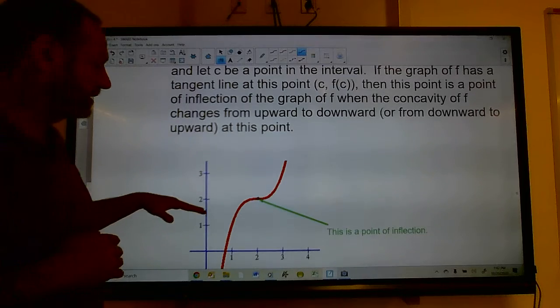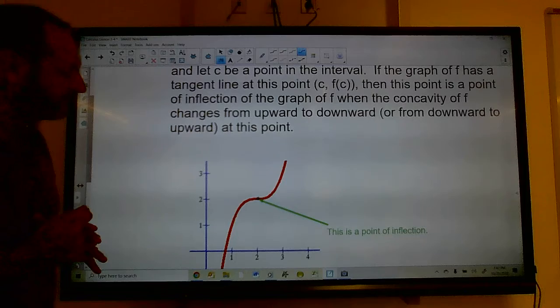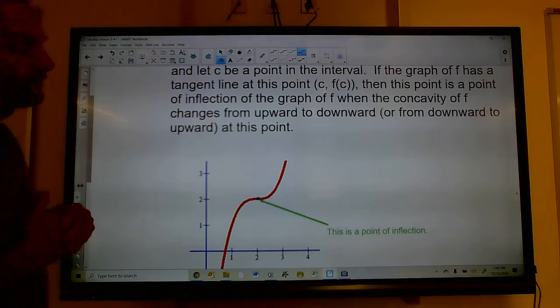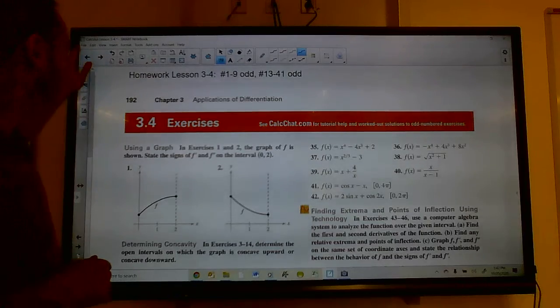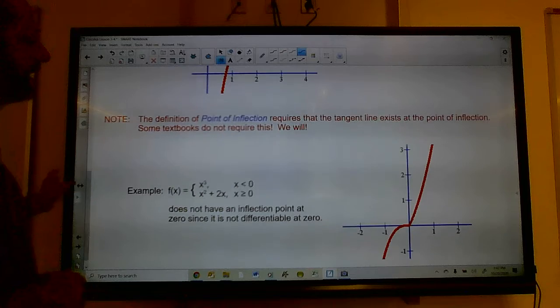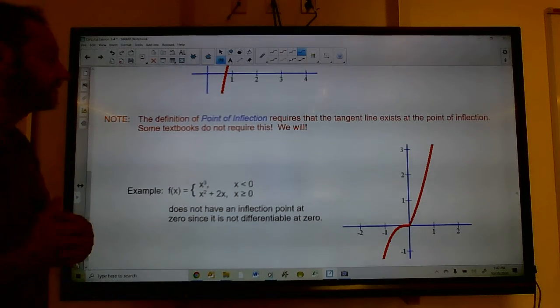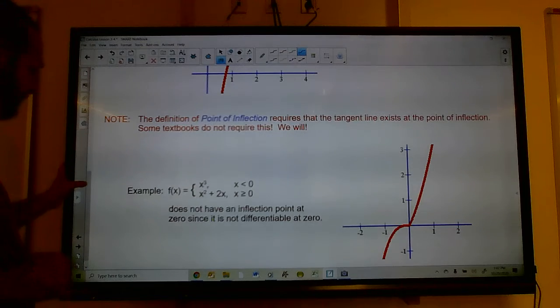Okay, so essentially, that's also true if f double prime is 0. If f double prime is 0, that's an inflection point. The definition of a point of inflection requires that the tangent line exists at the point of inflection. Some textbooks do not require this, but ours does.